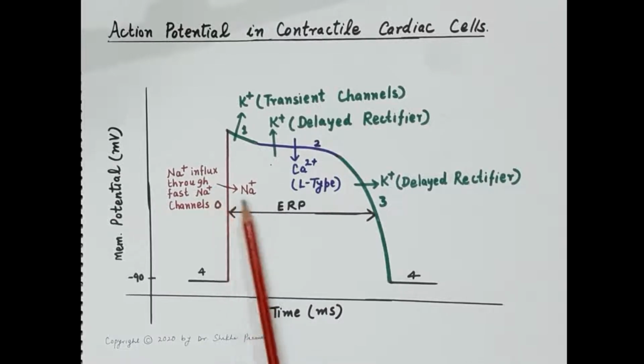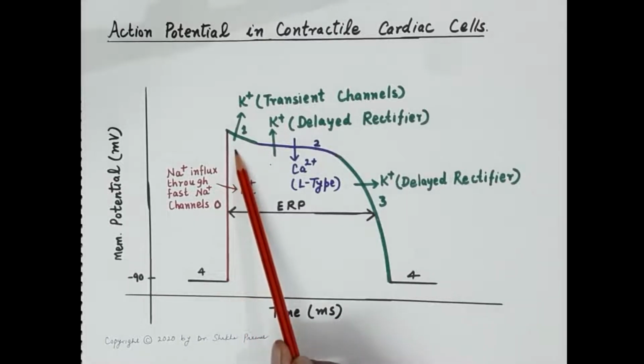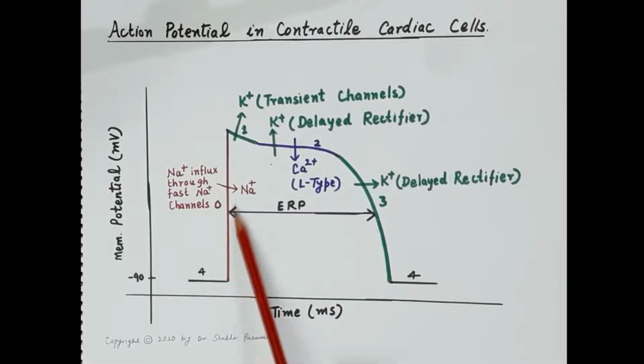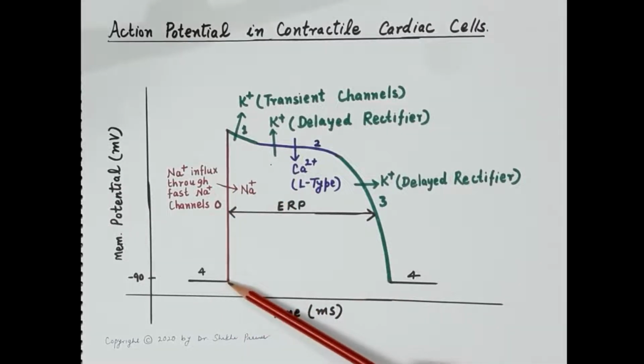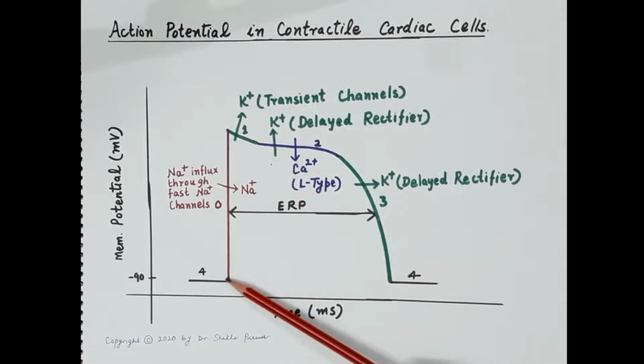Now because of the movement of these sodium ions inside the cell, there is an increase in the membrane potential from negative to positive, and there is a rapid upswing of the action potential, or we can say there is a fast depolarization. Now this rate of depolarization determines the conduction velocity. Faster is the rate of depolarization, faster is the conduction velocity.